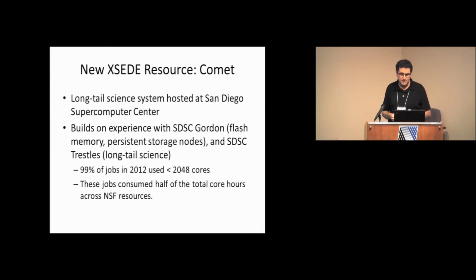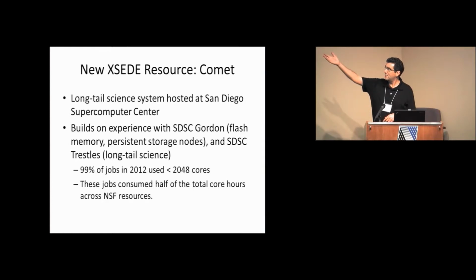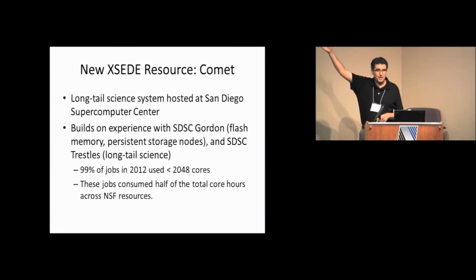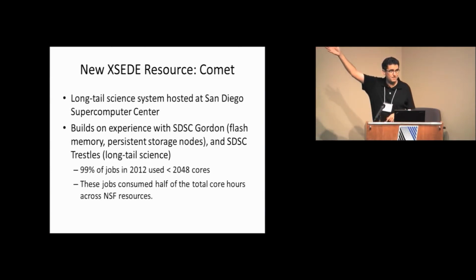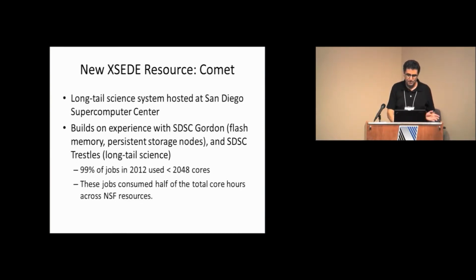There's also SDSC Trestles, which is aimed at supporting smaller jobs and gateway jobs, so really for the long tail of science. The statistic they pointed out was that 99% of the jobs used in 2012 used less than 2048 cores, so they're really aiming at that particular, smaller size of jobs. And those consume about half the time available across the NSF resources that Exceed supports.